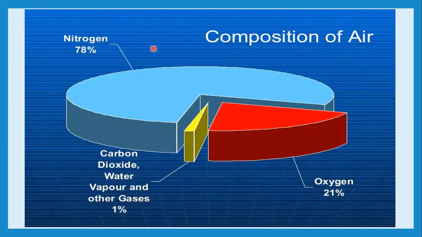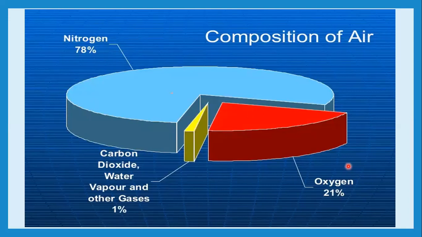One more time. Number one, the largest air composition is nitrogen. How many percent? 78%, okay? There is 78% of nitrogen.